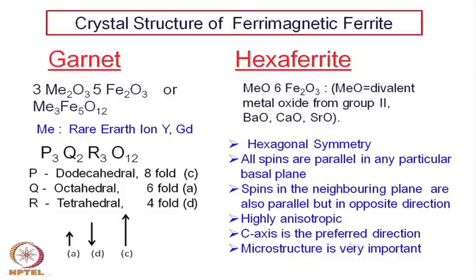Since they have a very preferred orientation or anisotropic property, the microstructure is also very important. So, microstructure is another very important property to be controlled to have the desired property of these materials.